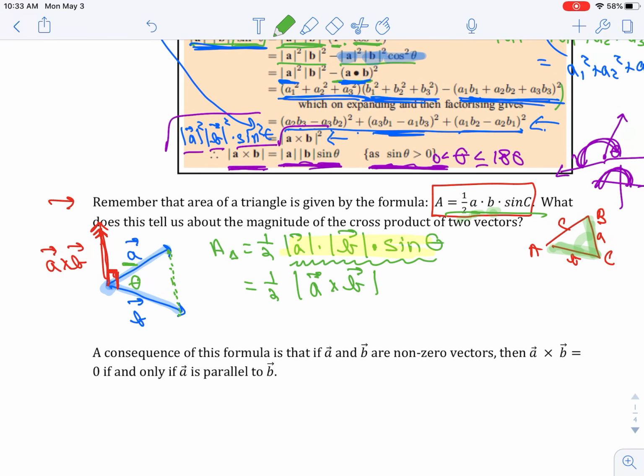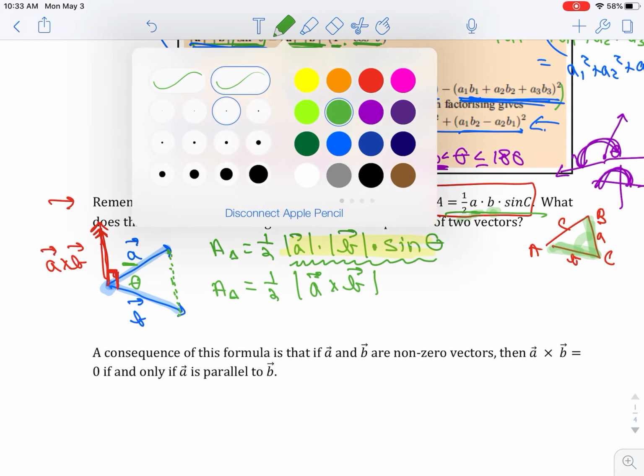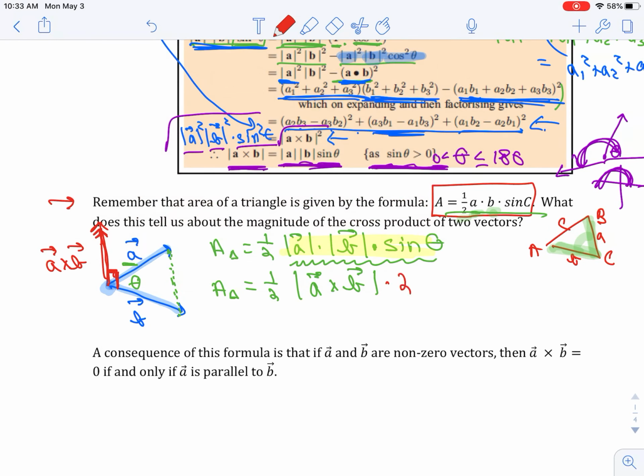So now, what else does this tell us? Well, if I multiply both sides of this equation by 2, the 2 and the 1/2 will cancel, and I'm just left with the magnitude of the cross product is equal to 2 times the area of the triangle. Well, let's think about what that would be.